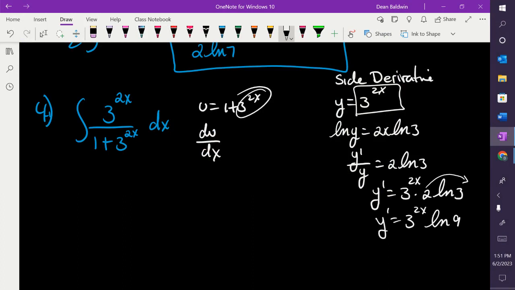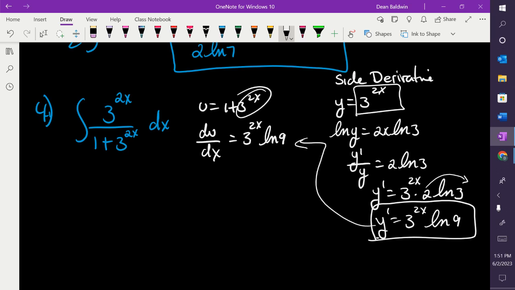Okay? That is the derivative of 3 to the 2x. You good? So that is what goes up here. 3 to the 2x natural log of 9. So that goes right there. Okay. I multiply the dx up and I divide off the natural log of 9.